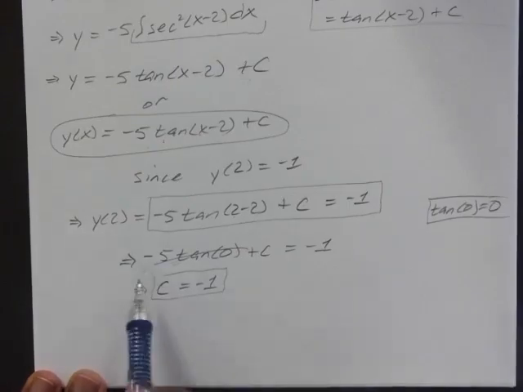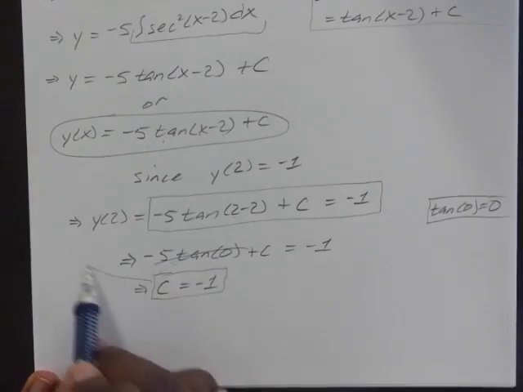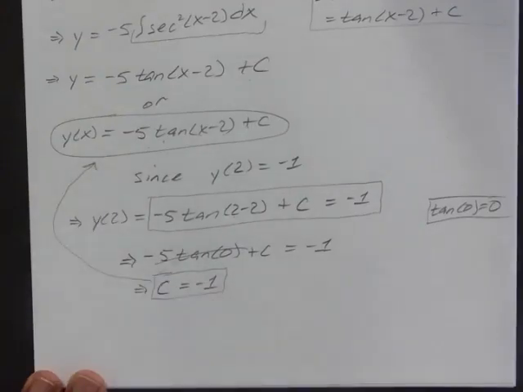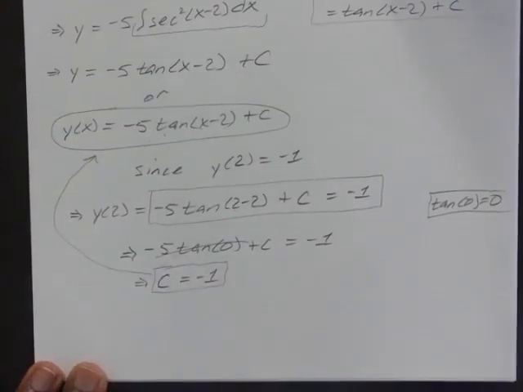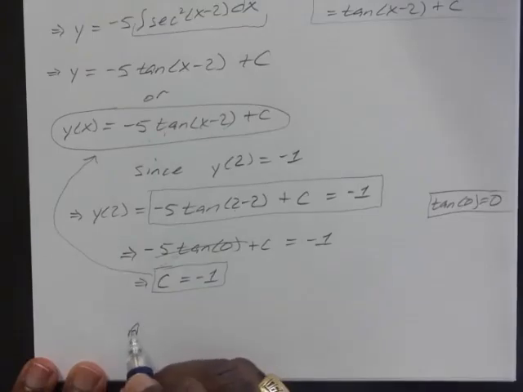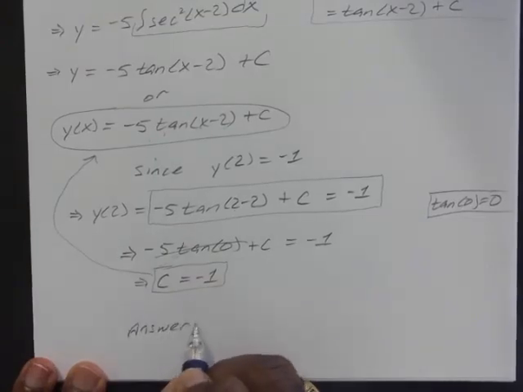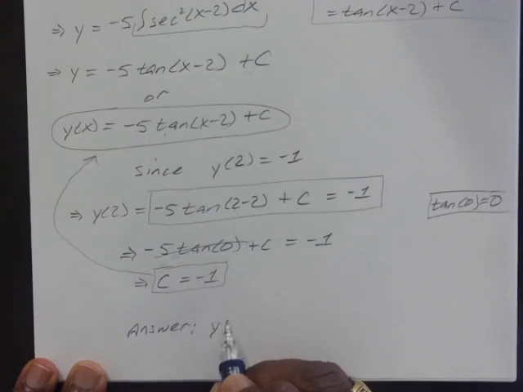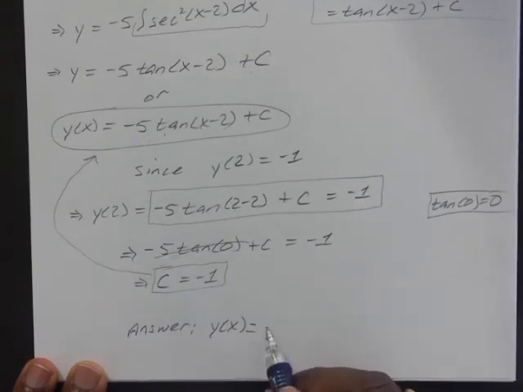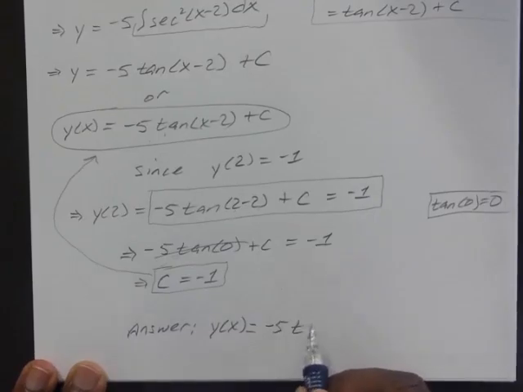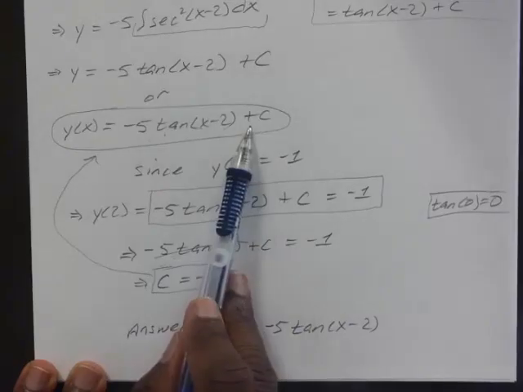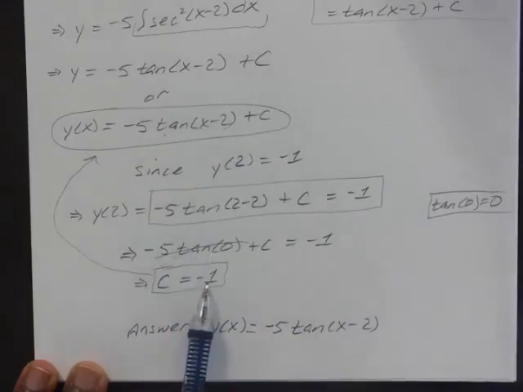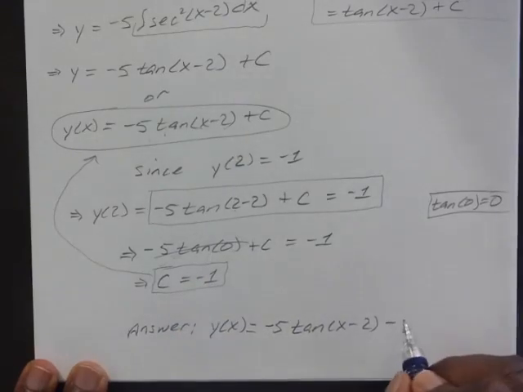So now that we know what c is, we plug it into our function. So your answer is y of x, or just y. You don't have to put the y of x if you don't want to. So negative 5 times tangent of x minus 2. And instead of plus c, we're going to replace that c with negative 1. So it'll be minus 1.